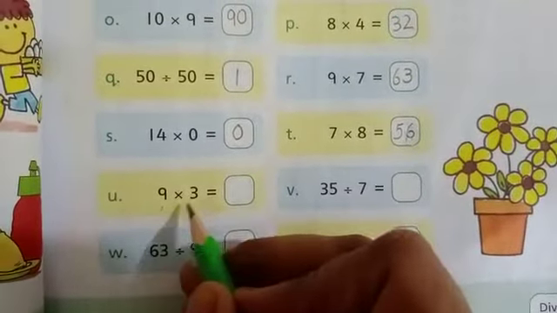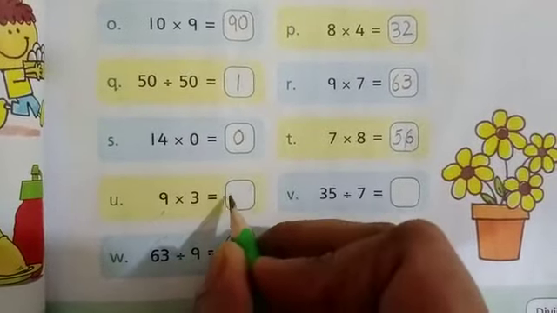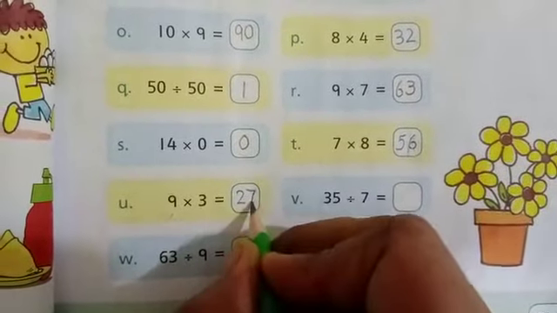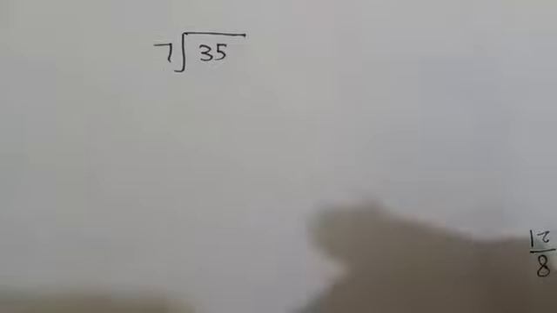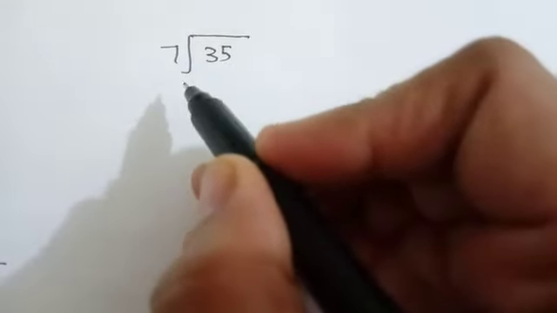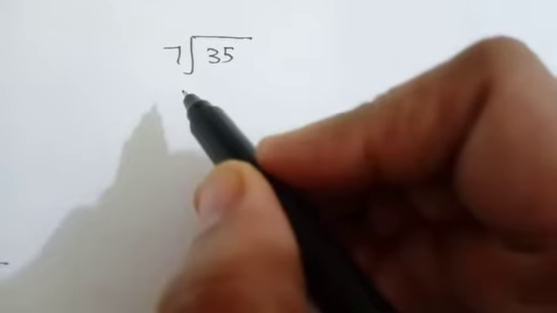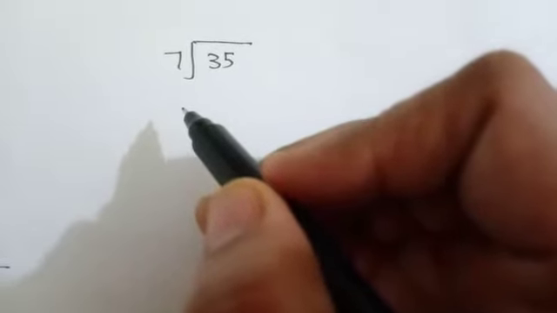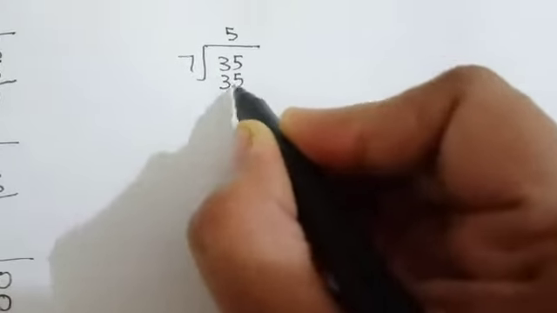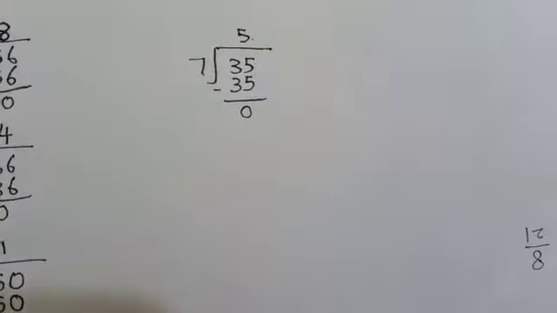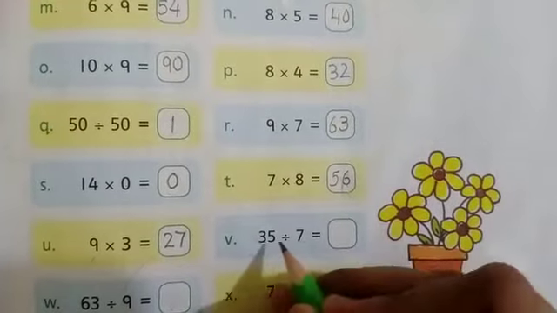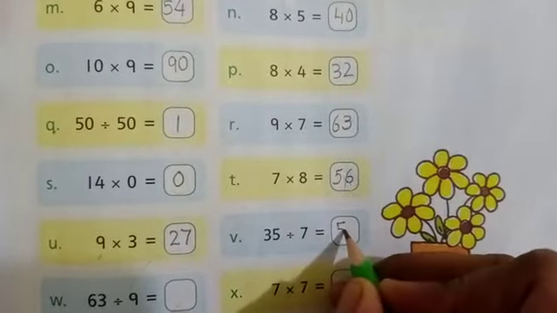Next we have 9 3s, 9 multiplied by 3 is equal to 27. 35 divided by 7 is equal to dash. Read the table of 7. 7 1s are 7. 7 2s are 14. 7 3s are 21. 7 4s are 28. 7 5s are 35. And 35 minus 35, it's 0. So the answer is 5.